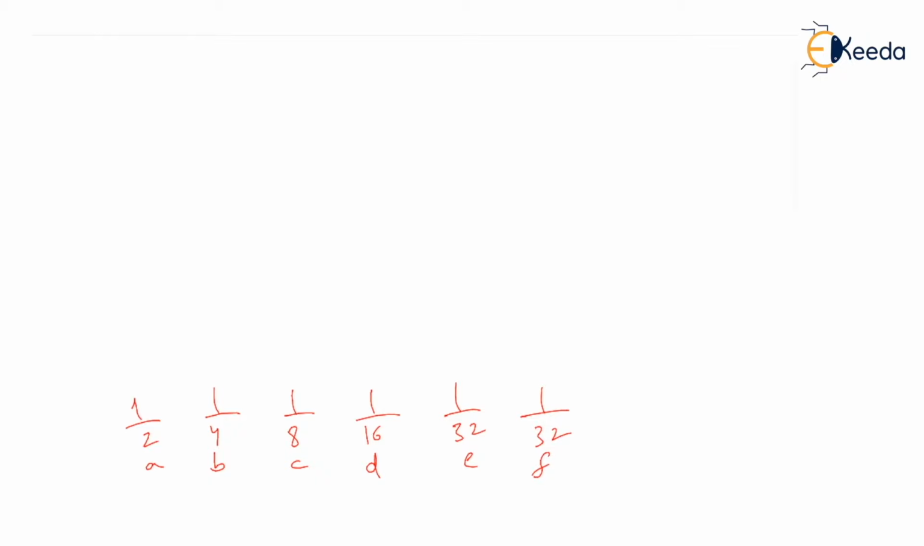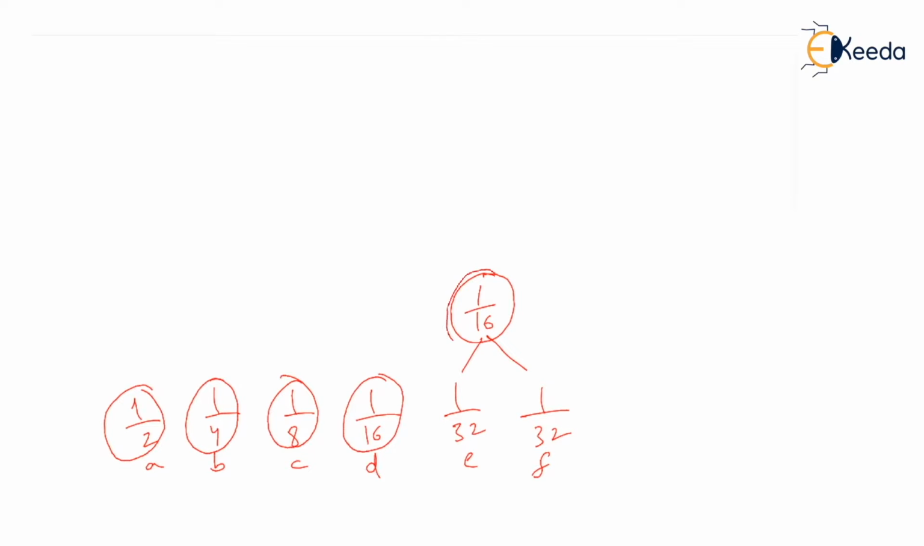Now you will obviously know Huffman's algorithm. Out of all the probabilities or frequencies, you will take two least frequencies and join them and add these two frequencies in their parent. 1 by 32 plus 1 by 32 is going to give us 2 by 32, which is 1 by 16. Now you have got 1 by 2, this frequency, 1 by 4 for B, 1 by 8 for C, 1 by 16 for D, and this 1 by 16 is there now, isn't it? So you are left with 5 frequencies or probabilities. Initially you had 6 probabilities.